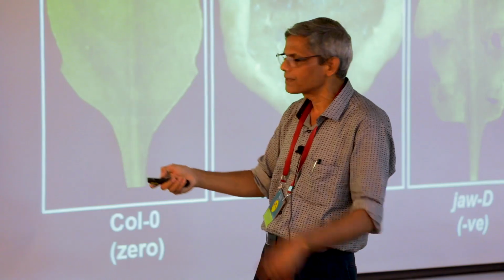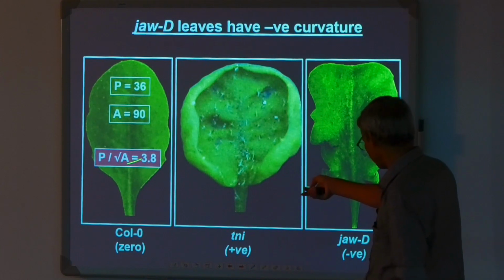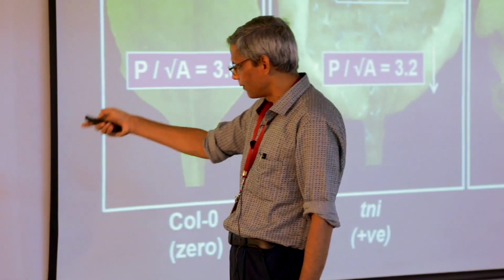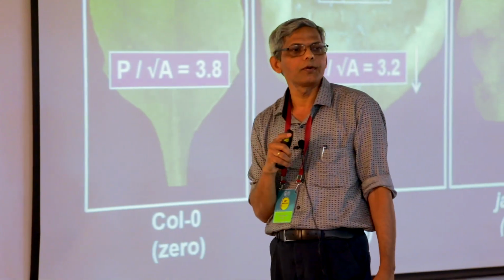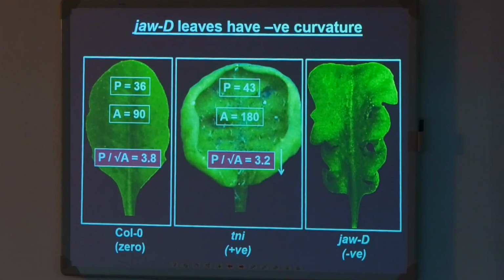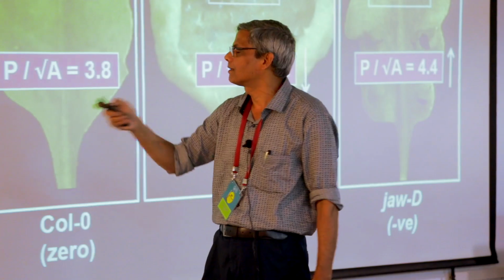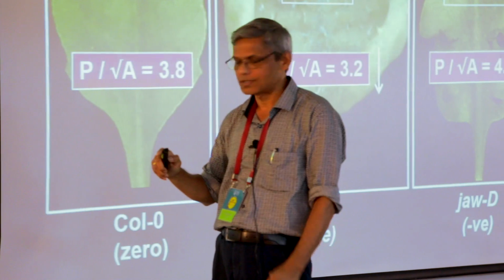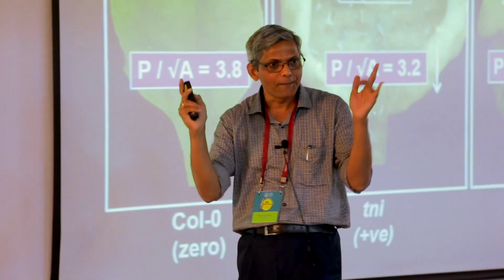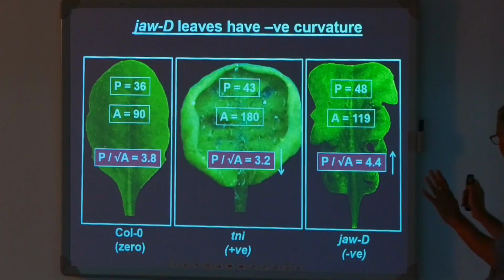This is the wild type. It's not exactly a complete circle, but when you measure the perimeter, P by square root A is 3.8, a little more than 3.6. However, this is a circular leaf, and still the P by square root A is 3.2, which is significantly less than 3.6. And if you measure P by square root A here, it is 4.4. So there is a decrease in P by square root A for positive Gaussian curvature and an increase in P by square root A for negative Gaussian curvature, which is a sort of empirical expression of the curvature.